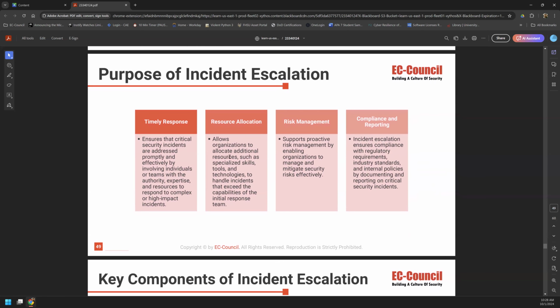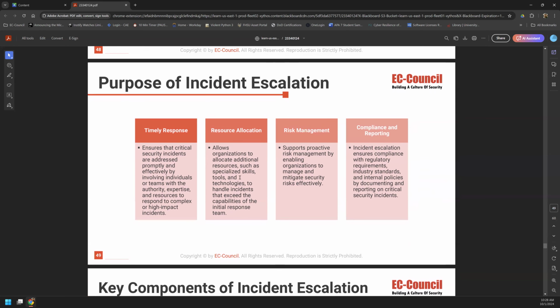So it allows the organizations to allocate additional resources, specialized skills, tools, technologies. In other words, you may be hiring outside people in order to take care of this portion of it. If you guys are just reading your alerts on your side, you may hire a third party to do some of the specialized forensic investigations in there.